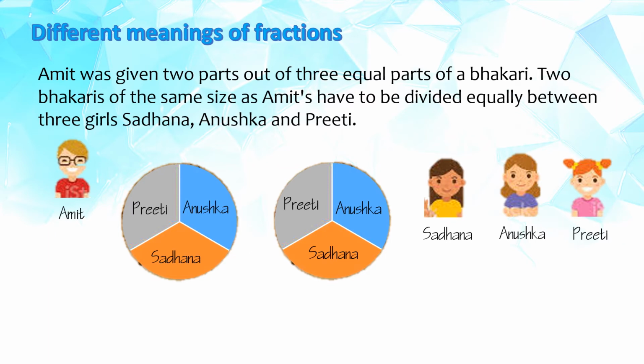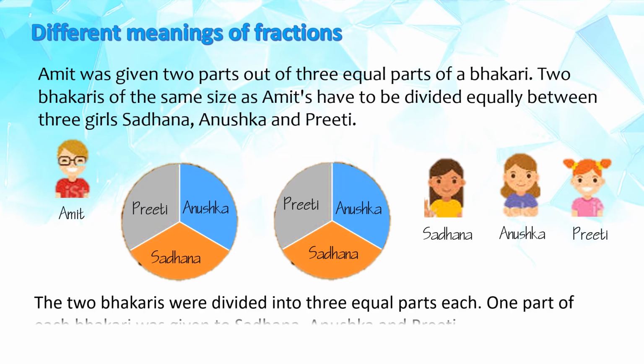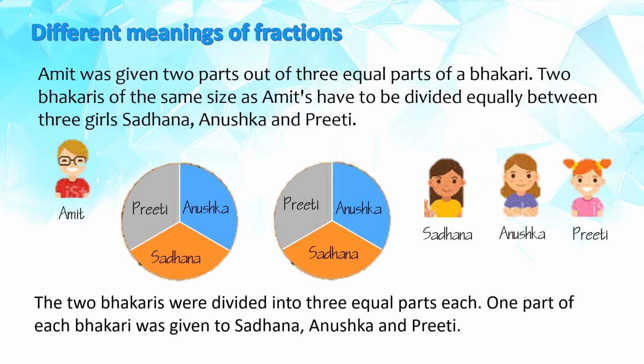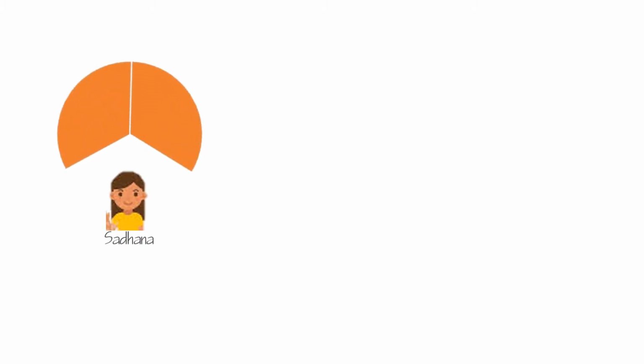So Amit divided each bhakri into 3 equal parts. The 2 bhakris were divided into 3 equal parts each. One part of each bhakri was given to Sadhana, Anushka and Preeti. So students, each girl got 2 parts, one from each bhakri. So Sadhana got 1/3 from one bhakri and 1/3 from another bhakri.